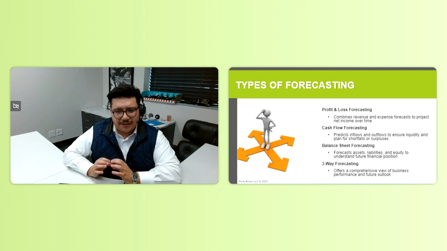And this is where, at the end of the day, you boil everything down and say, where's my cash position going to be at? Who do I owe? Who owes me money? That final piece of the puzzle is the balance sheet forecast. So if you include all those three, typically that would be the three-way forecast.